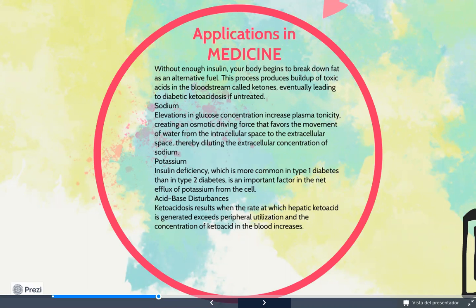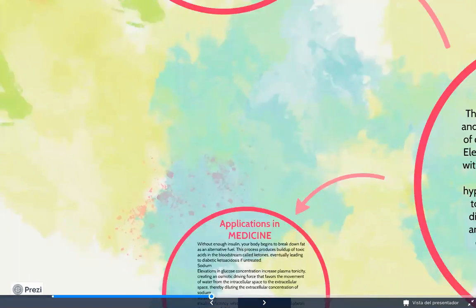Acid-base disturbances. Ketoacidosis results when the rate at which hepatic ketoacid is generated exceeds peripheral utilization and the concentration of ketoacid in the blood increases.